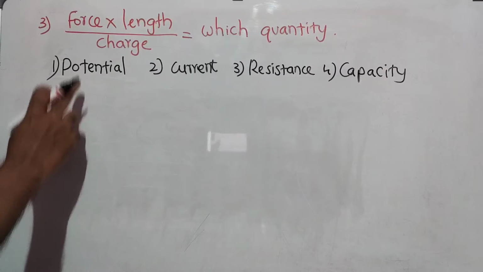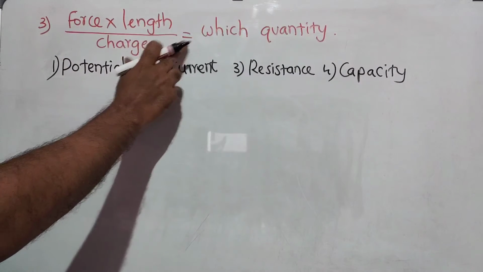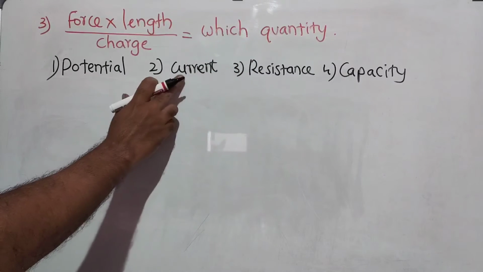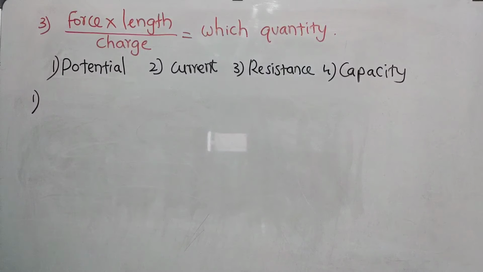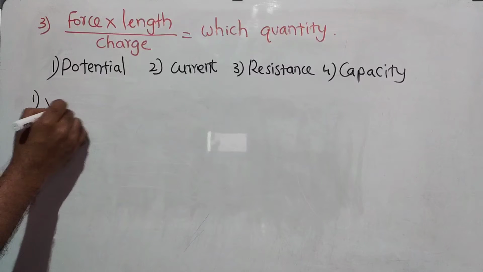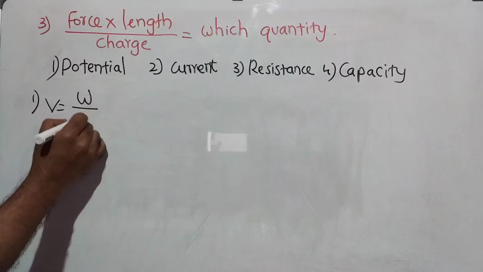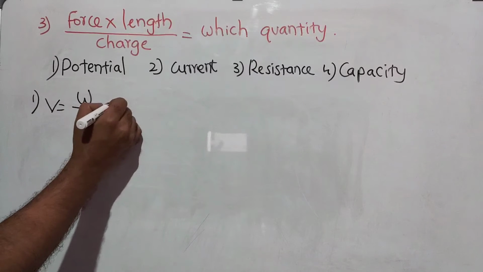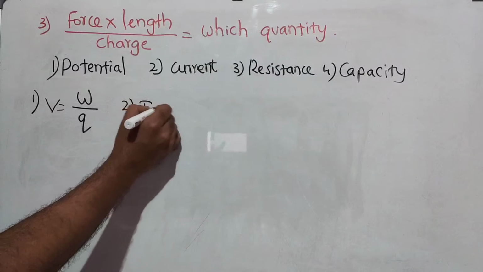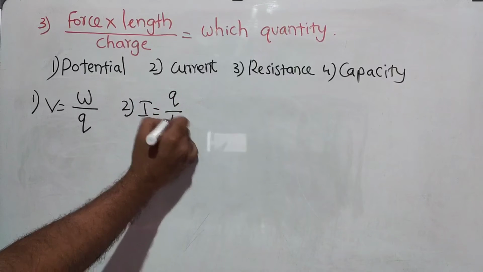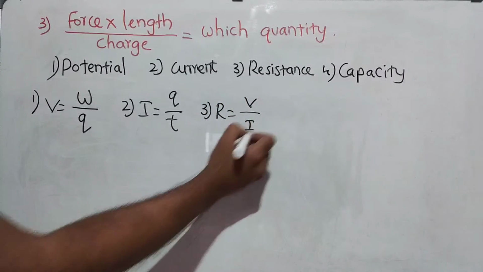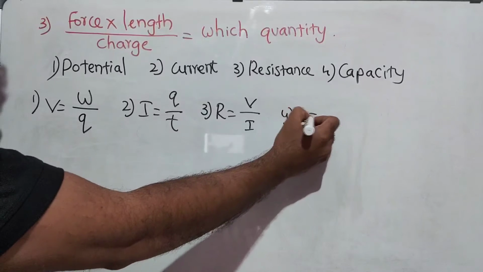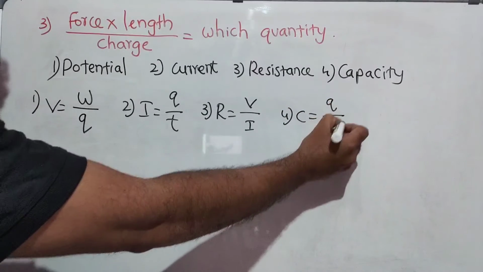So another question is, force into length by charge is equal to which quantity? Potential, current, resistance, capacity. So let us see one by one what is potential, what is current, what is resistance, and what is capacity. We know potential is equal to work done on unit charge. Current I is equal to Q by T. Resistance R is equal to V by I, and capacity C is equal to Q by V.